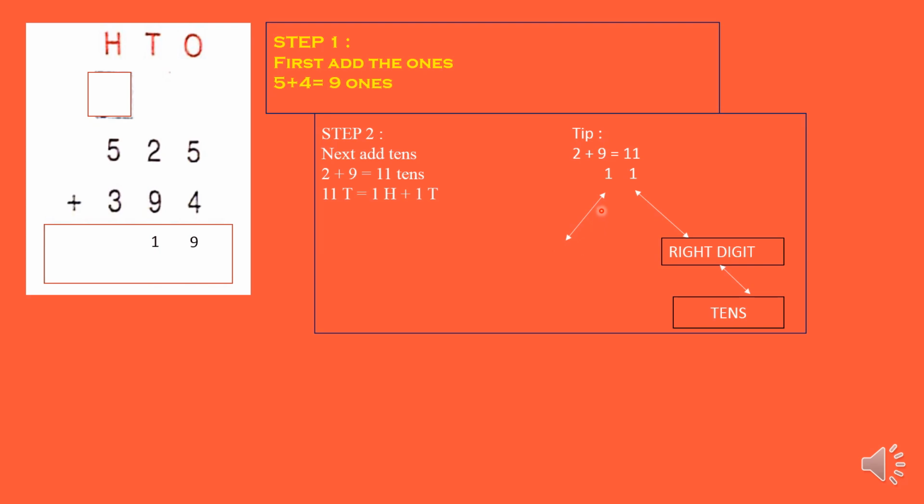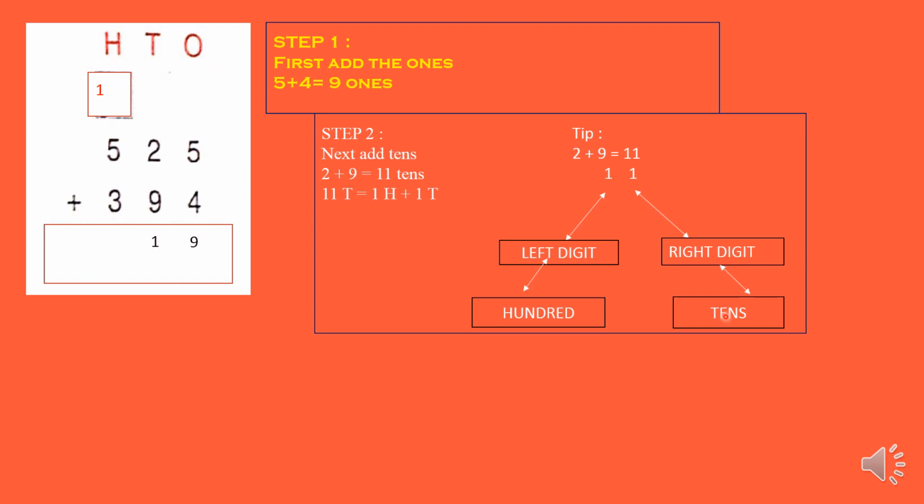Always the left side digit will go up for carry over, or we are writing that left side digit under the hundreds column. This is the tip I said you already in the previous video. Remember that one. Always the right side digit we are writing under the tens column, the left side digit we are writing under the hundreds column. Yes or no? In this box we are writing.